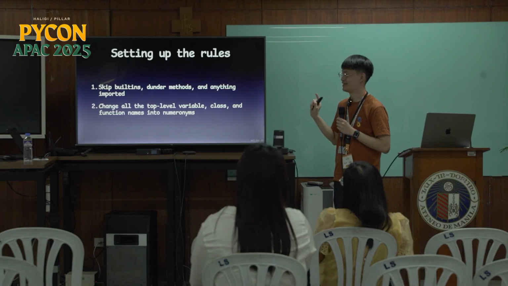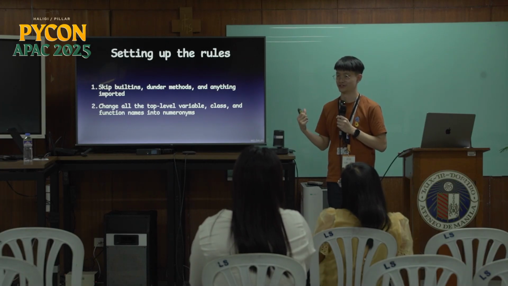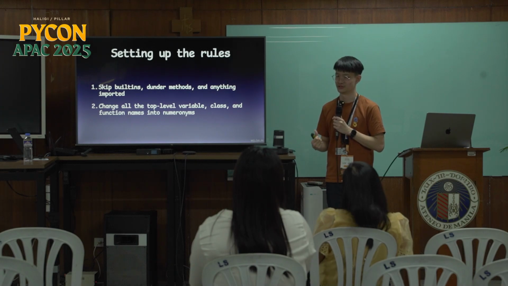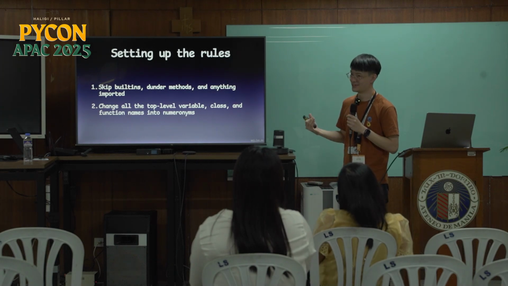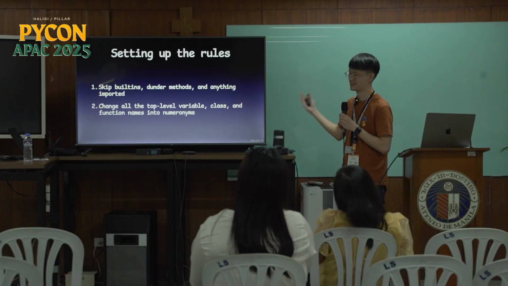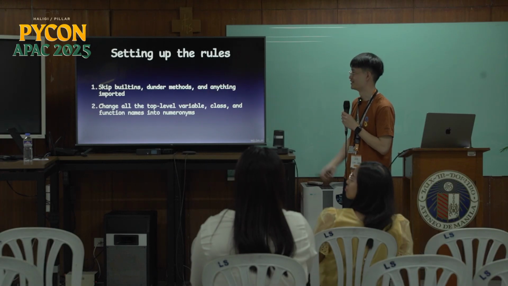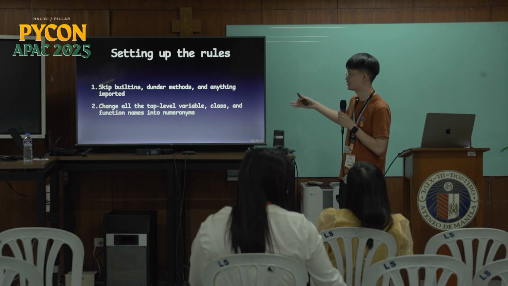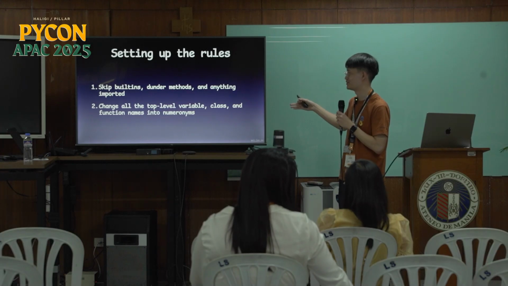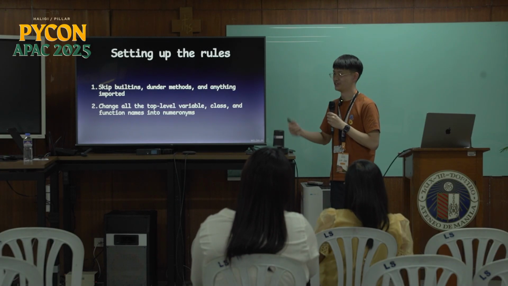So yeah, let's set up the rules first. We'll just skip builtins, because if you change the name of a builtin, it just won't work. And if you change your dunder methods, it won't override anything. So we'll skip that, and anything imported, because you are not going to import the correct name. It just doesn't work. And we'll only change all the top-level variables, classes and function names.